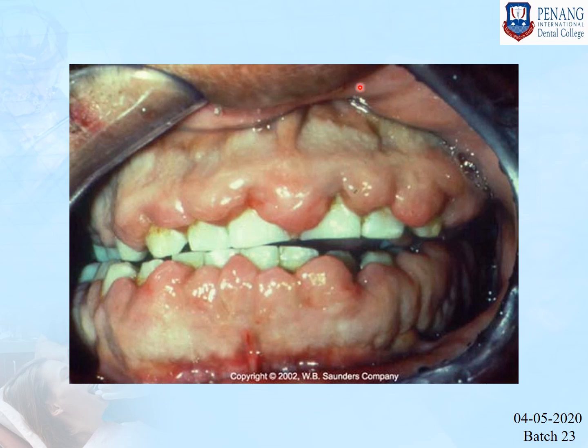All these photographs are available in the 13th edition of Carranza, in the last portion where the atlas of gingival disease is given. You can just look over there, and a brief description of these photographs is also given there.